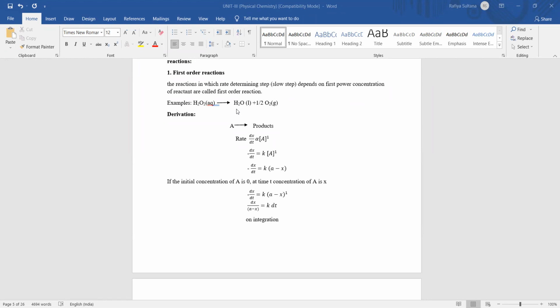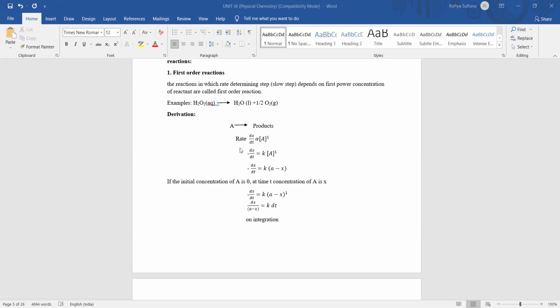Or if the rate of a reaction depends on the concentration of only one reactant, then that is also a first order reaction. See here, A is giving rise to product and the rate of the reaction is directly proportional to the concentration of A. So what is the power of A here? 1. Therefore, the order of the chemical reaction is 1. Therefore, this is a first order reaction.